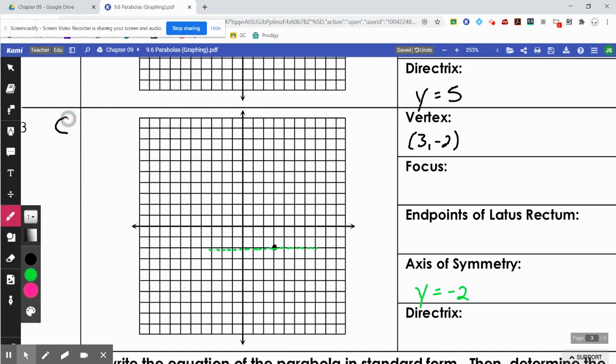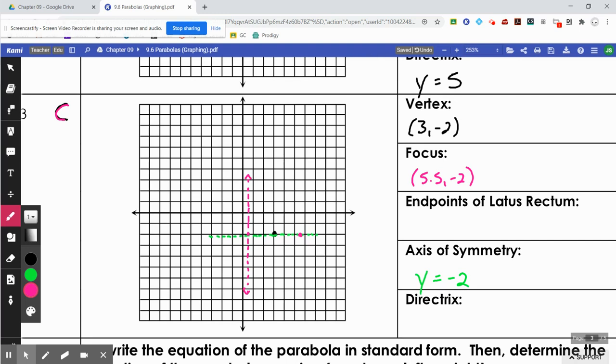Since it cups again to the right, I'm going to go for my focus 2.5 to the right. For my directrix, I'm going to go 2.5 to the left. And there is going to be my vertical line for my directrix. So therefore, that focus is going to be located 2.5 units to the right of my vertex. So that's going to be at (5.5, -2). My directrix is going to be located 2.5 units to the left, and that's going to be at x = 0.5. And again, it's a vertical line. That's the reason it looks like that.